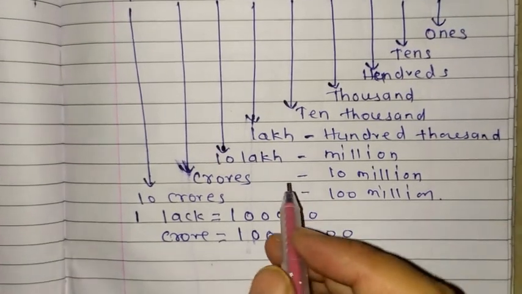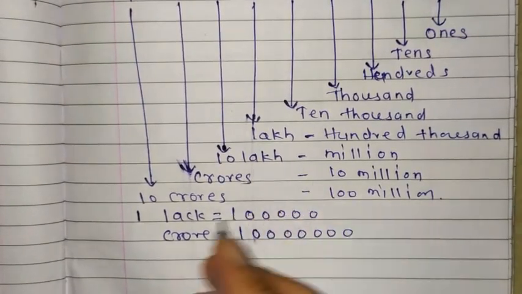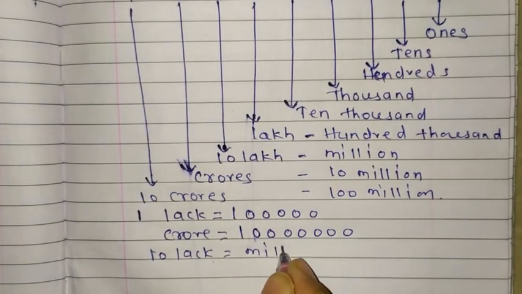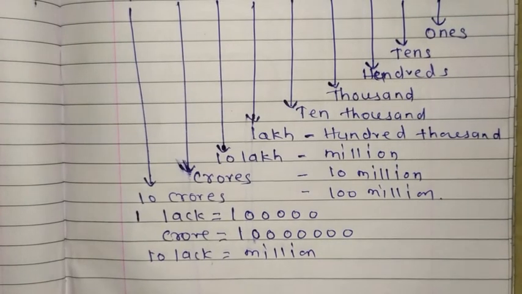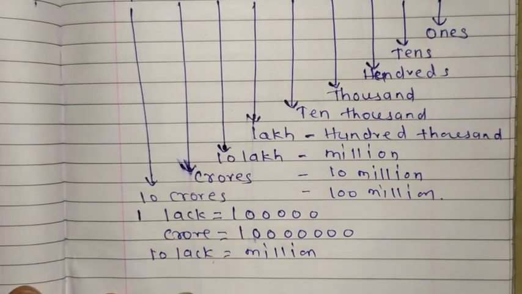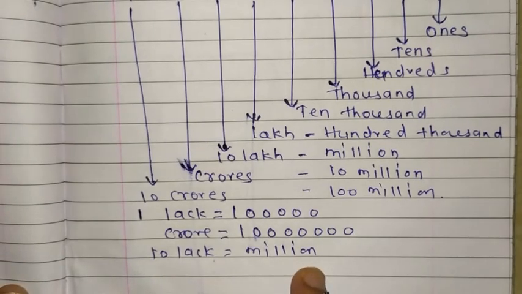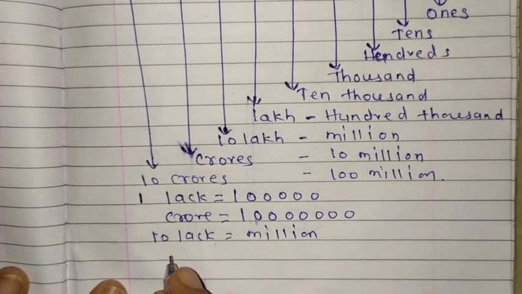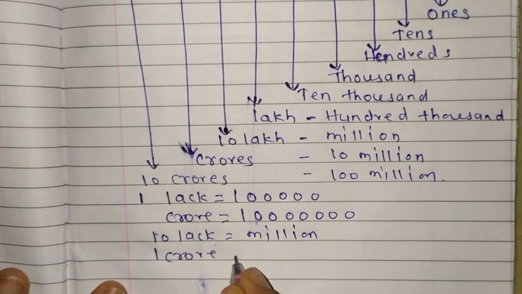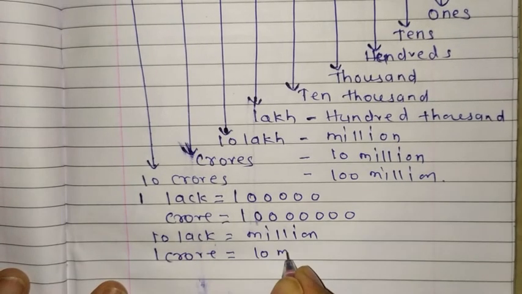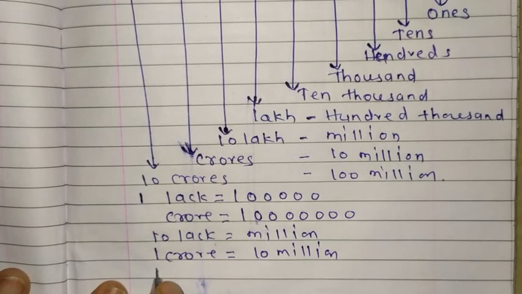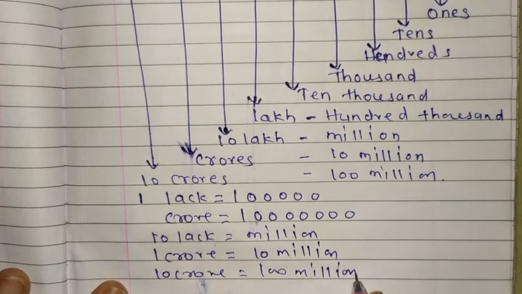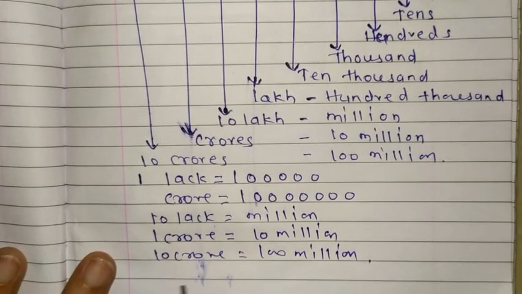So here only one thing you keep in mind, that is 10 lakh equal to million. Once you know this, you can easily calculate 10 million and 100 million, because after 10 lakh comes 1 crore. After 10 lakh, as you know, 1 crore comes, meaning 10 million. 10 crore means 100 million.